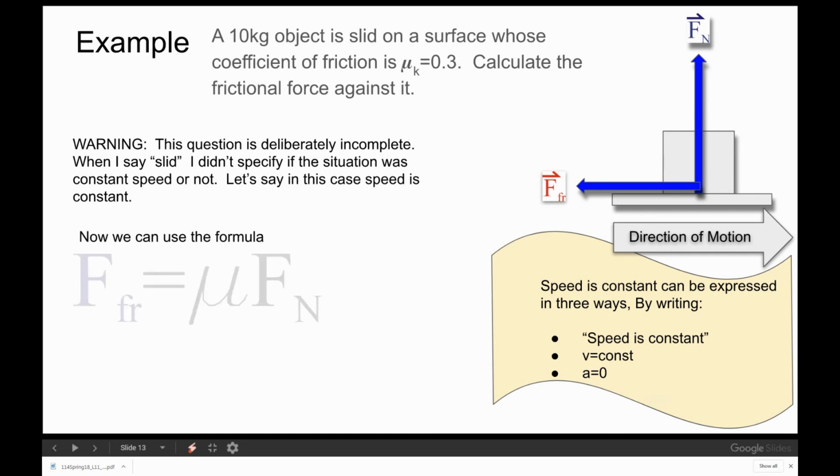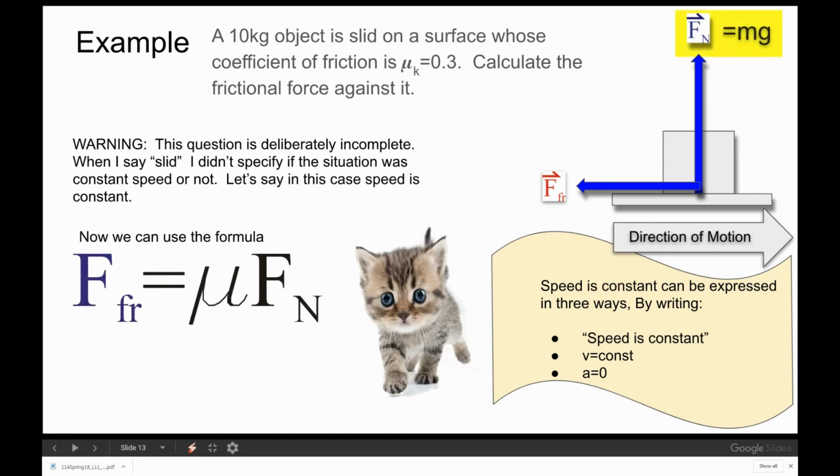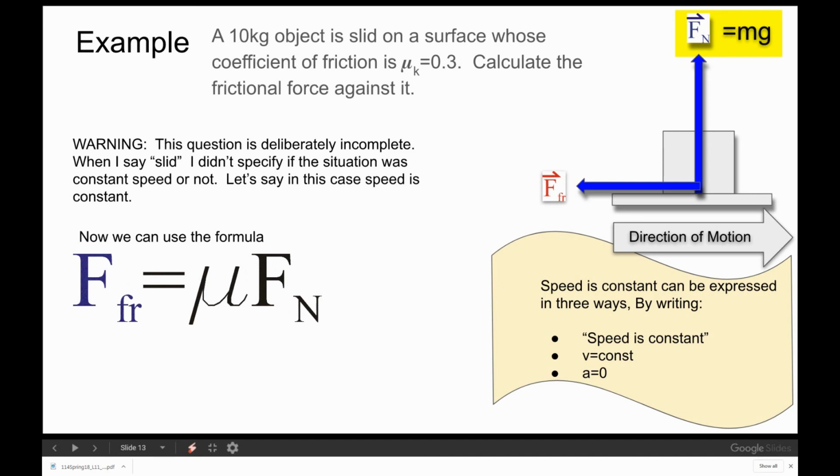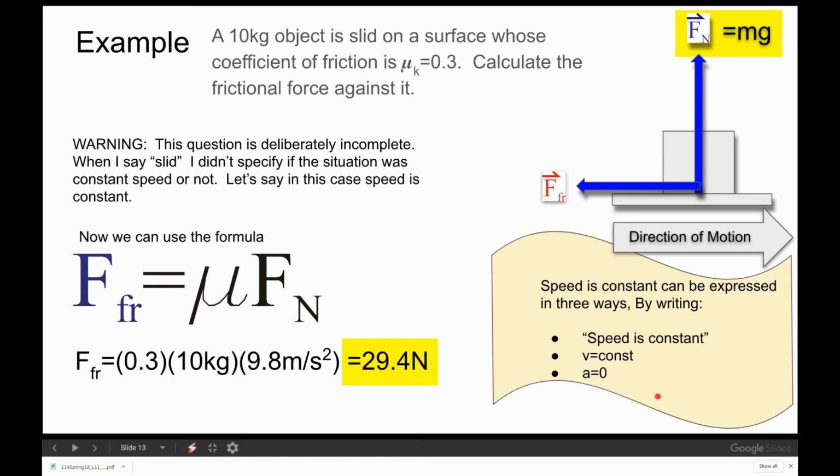Now we can use the formula. Force of friction is mu Fn. Fn will have the value of mg even though it did not originate from gravity. It's a different force that was propelled into existence by gravity. It has the value of m times g, but it is actually truly a unique force. We calculate the force of friction. With the values given, we get 29.4 newtons.